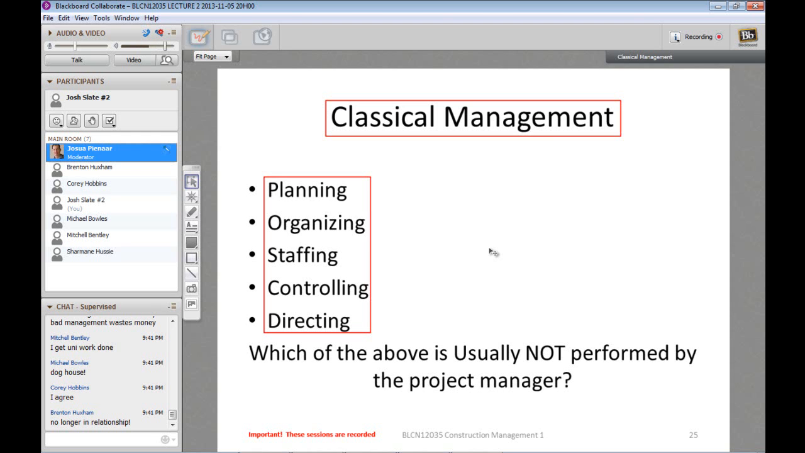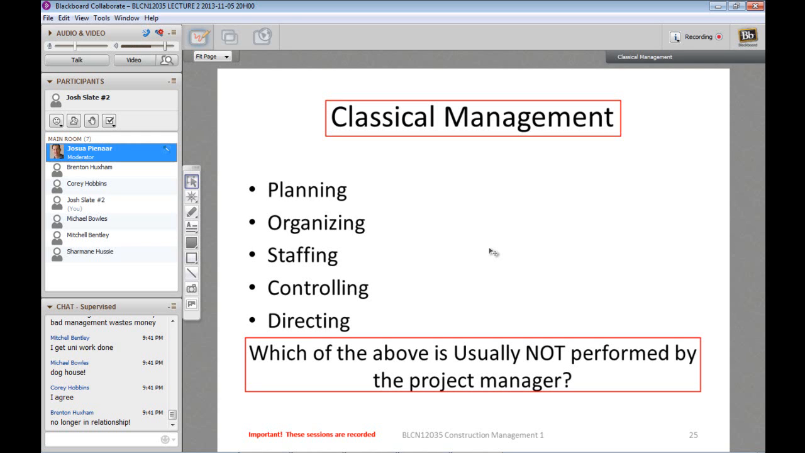So a quick question there on the board: which of those items are typically not handled by our project manager? All right, so what I'll do is I'll delete the red line around it, give you an opportunity to draw a block or point a finger to what you think is the right one. Alternatively, in the chat window, which one of these do you think is not normally performed by our project manager?